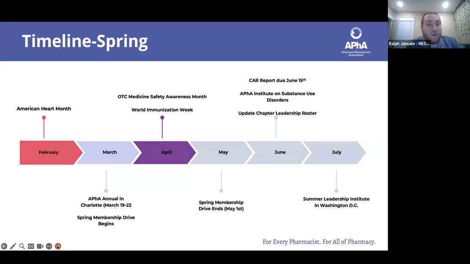June is when the CAR reports are going to be due on June 15th. It's also going to be around the same time that the APHA Institute on Substance Use Disorders is happening, and when you're going to want to update your chapter leadership rosters. And lastly, in July is when the Summer Leadership Institute is going to be happening in Washington, D.C. Again, an event that I highly recommend. Please come if you can.